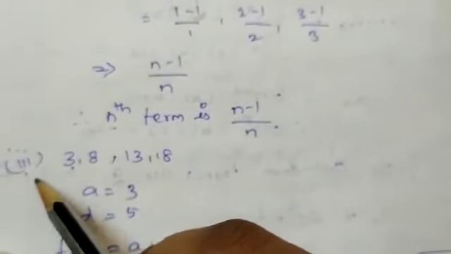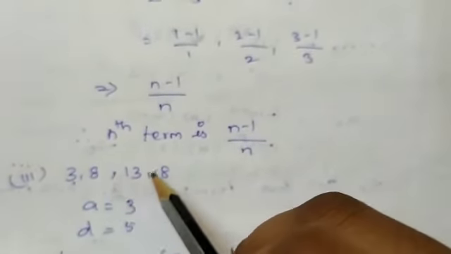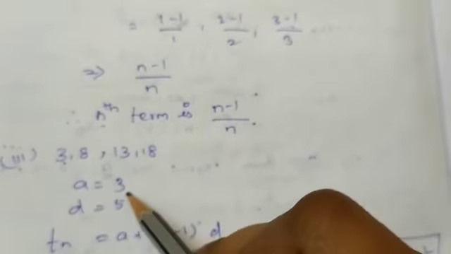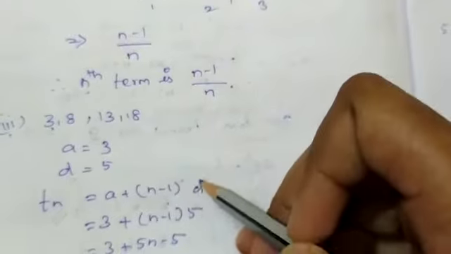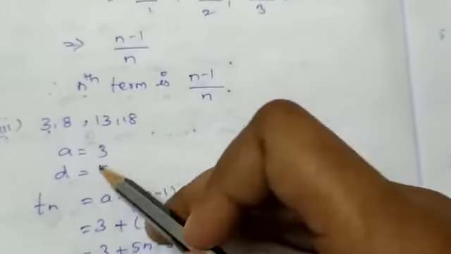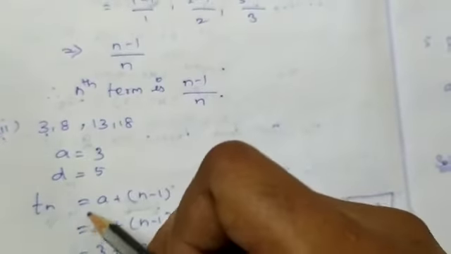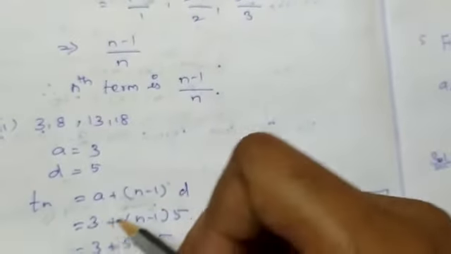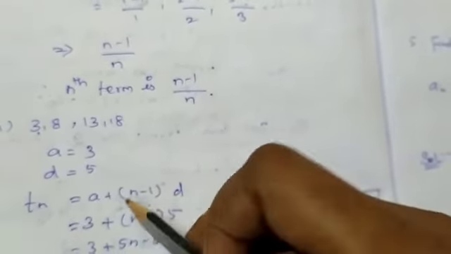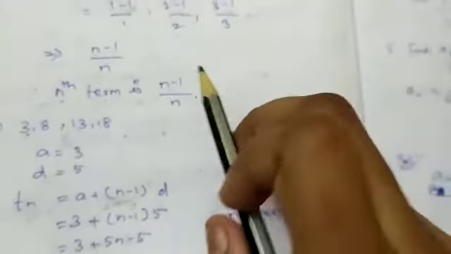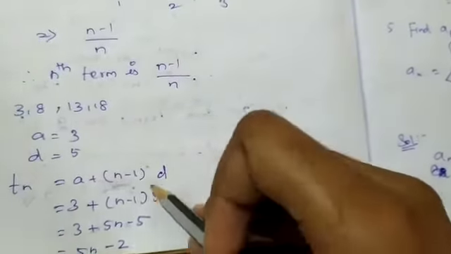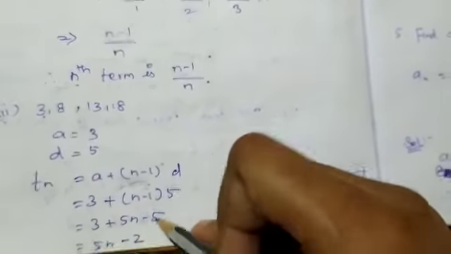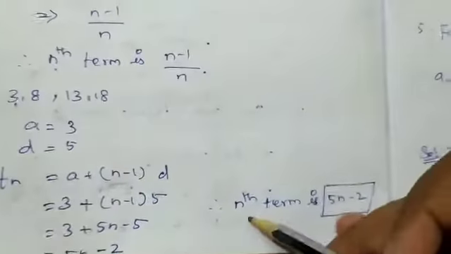So, the third subdivision is 3, 8, 13, 18. So, a equal to 3, d equal to 5. So, tn equal to a plus n minus 1 into d, the general formula. So, we are substituting the values of a and d now. n is not given, we are just finding the general, so n will be the same. So, 3 plus n minus 1 into 5. 3 plus, I will bring this 5 inside, that is 5n minus 5, which is 5n minus 2. Therefore, the nth term is 5n minus 2.